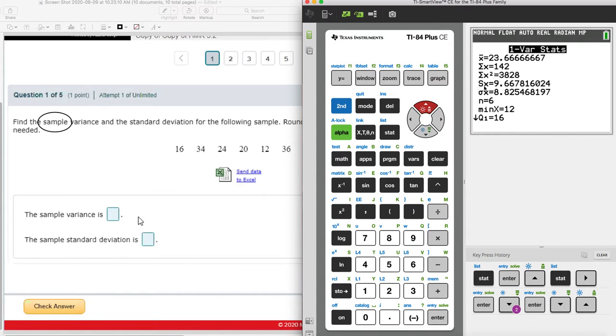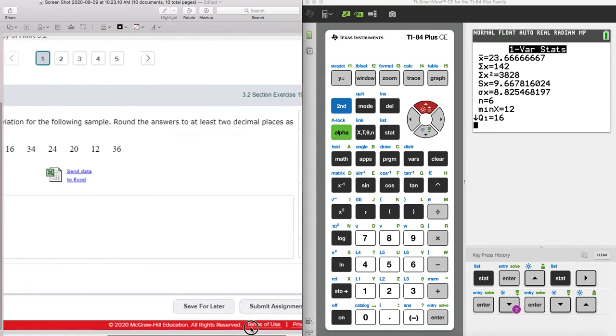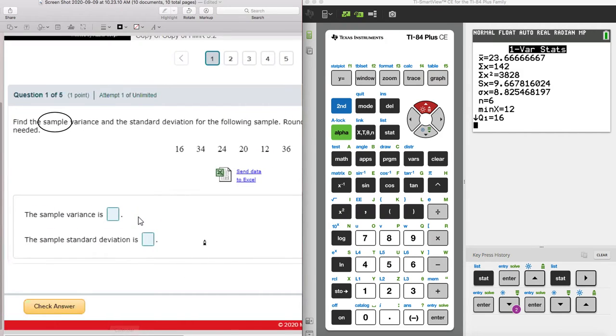And that is this Sx, 9.6678, etc. And it says at least 2 decimal places. Sometimes though, if you put more decimal places than it wants, then it counts you as wrong. So I recommend, if it says at least 2 decimal places, to always do exactly 2 decimal places, never put more. So that would be 9.67 in this case. So we would just type in 9.67, but then we need the variance.